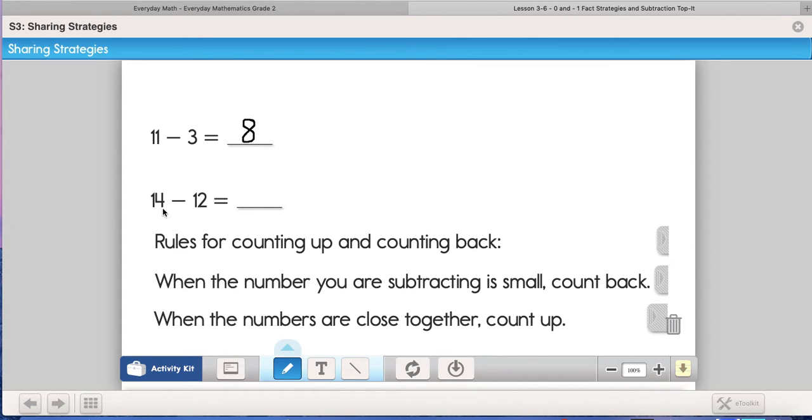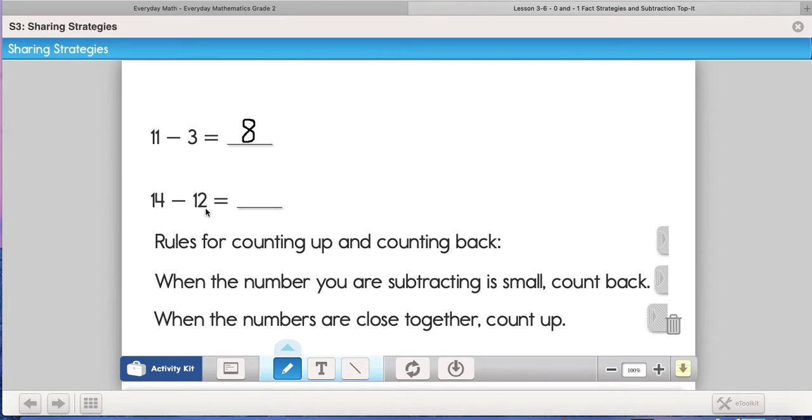Now, let's look at this problem right here, 14 minus 12, or 14 take away 12. Now, these two numbers are close together. If you saw them on the number line or the number grid, you would see that they are close together. Also, remember I was saying if this number here that you're taking away is kind of a big number, that's a lot of counting back that you have to do.